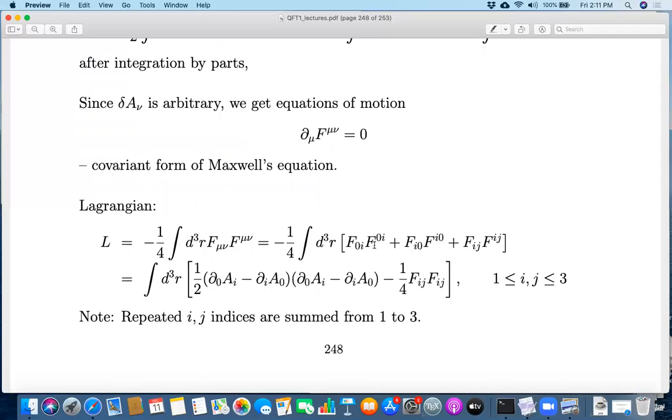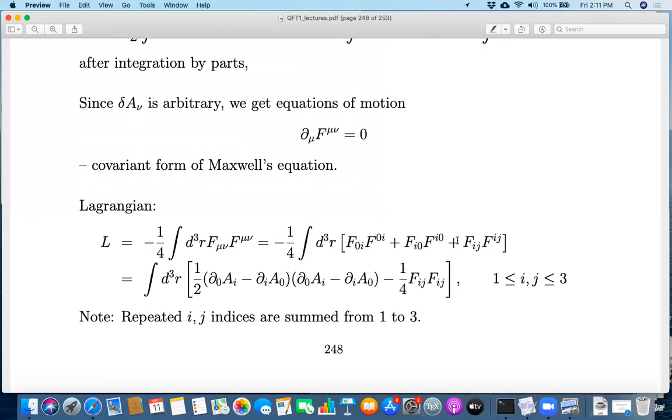When you lower the 0 index, you get a minus sign. So that minus sign basically takes away the minus sign over here. So that's the reason why there is no minus sign here. And then because these two terms are identical, it's basically 2 times 1/4. So that gives you half. So this is the term that you get as the sum of these two.